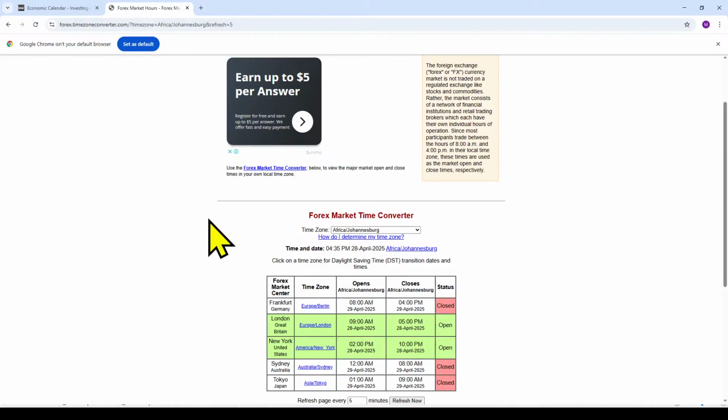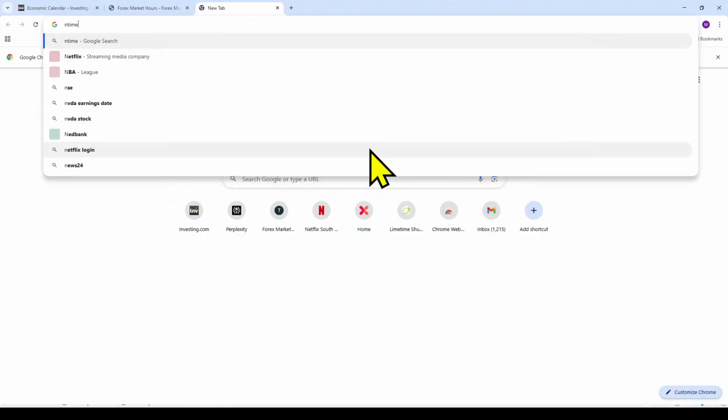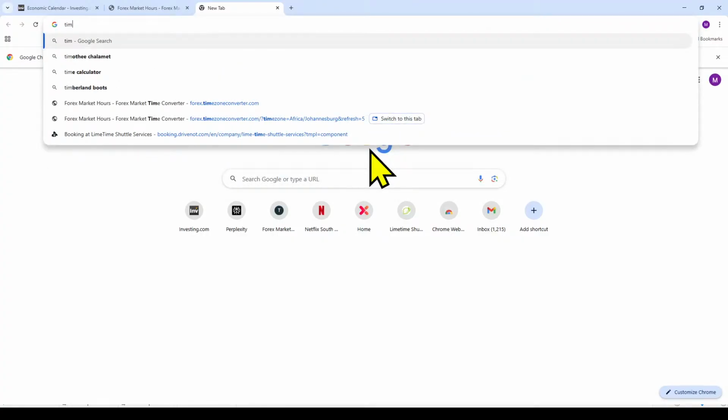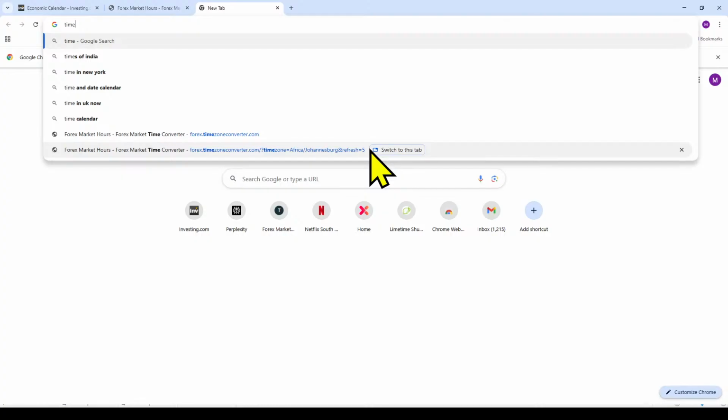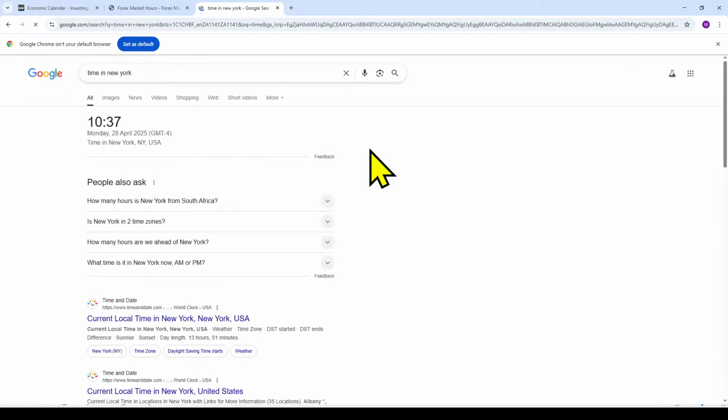Because otherwise, you have to understand, guys, right now in South Africa it's 4:30 in the afternoon, 16:36. And then you might find New York is different. Let's check the time in New York right now. I've got a lot of time today, guys, so I'm not in a rush. Right now in New York it's 10:37 a.m. In South Africa, it's 16:37 in the afternoon.